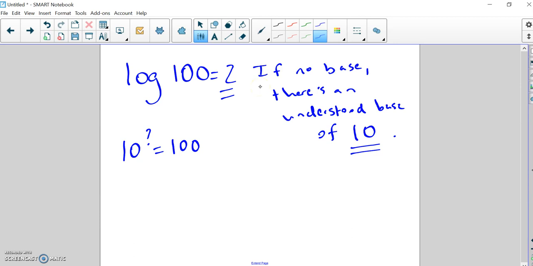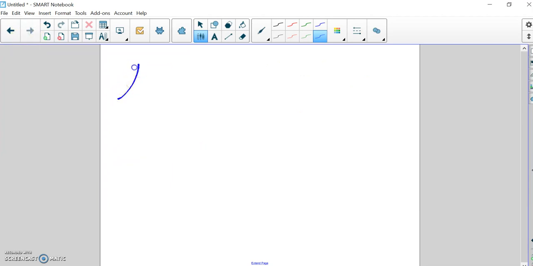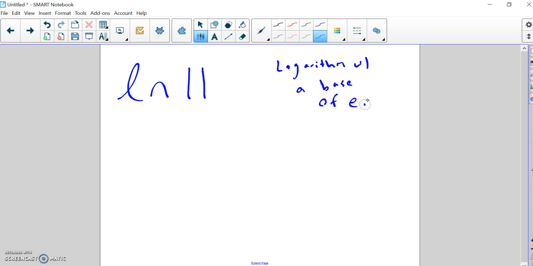And then one other kind of weird logarithm, there's also a button on a calculator for this, is ln. If you see ln, that is a logarithm with a base of e. So you might see something like natural log of 11. This is a logarithm with a base of e.